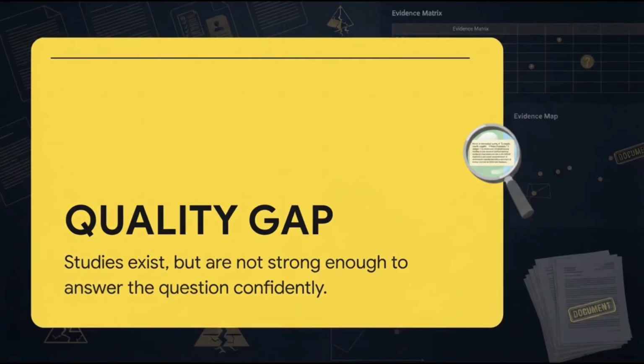Finally, we have the quality gap. This happens when the studies absolutely exist and they even cover the exact right populations, but their methodology is just too weak to answer the question confidently. Maybe they're all just tiny perception surveys with massive biases. Having 50 low-quality studies doesn't mean you have a defensible answer. Merely possessing documents is absolutely not the same thing as possessing high-quality evidence.